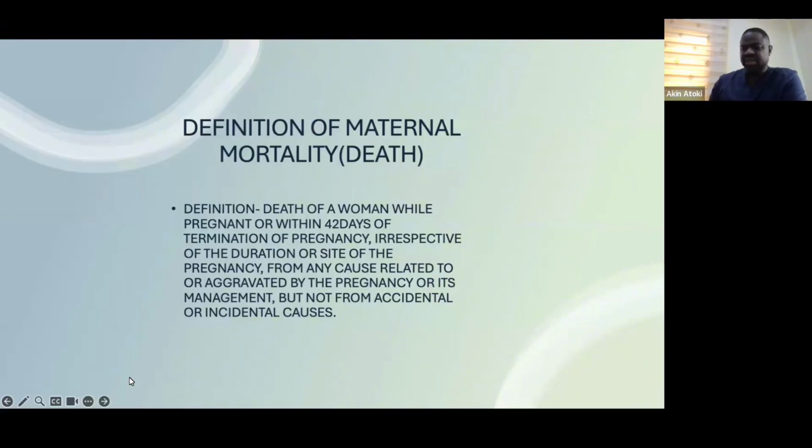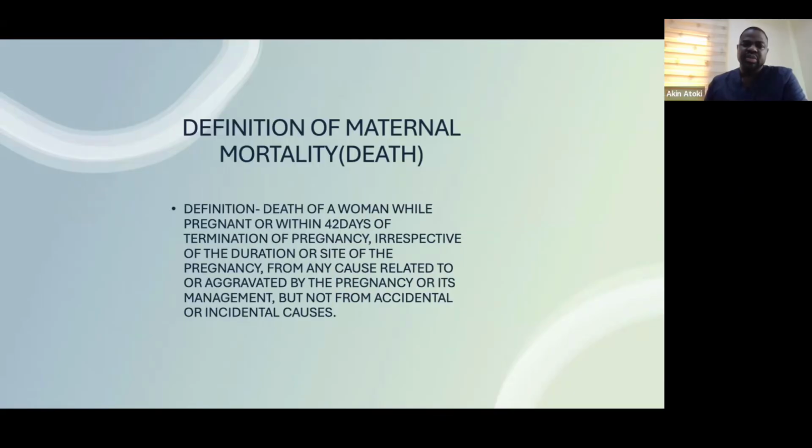Okay, so speaking of maternal mortality, meaning maternal death, it means the death of a woman while pregnant or within 42 days of termination of that pregnancy, irrespective of the duration of the pregnancy, irrespective of the site of the pregnancy, from any cause related to that pregnancy or aggravated by the pregnancy or its management, but not from accidental or incidental causes.